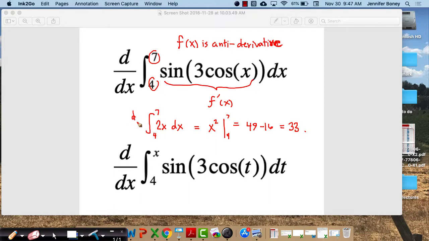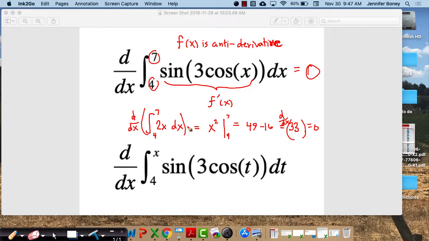Now if I ask you to take the derivative of that, that's asking you to take the derivative of 33. So what's the derivative of 33? 0. Same thing here. Whatever on earth this function's antiderivative might look like, whatever things it might have to have in it so that I can take a derivative of it and end up looking like that, if I substitute into that 7 and 4, final and initial, and find the change in that accumulation function, then I found a numerical value of some sort. And the derivative of a numerical value, the derivative of a constant, is 0.